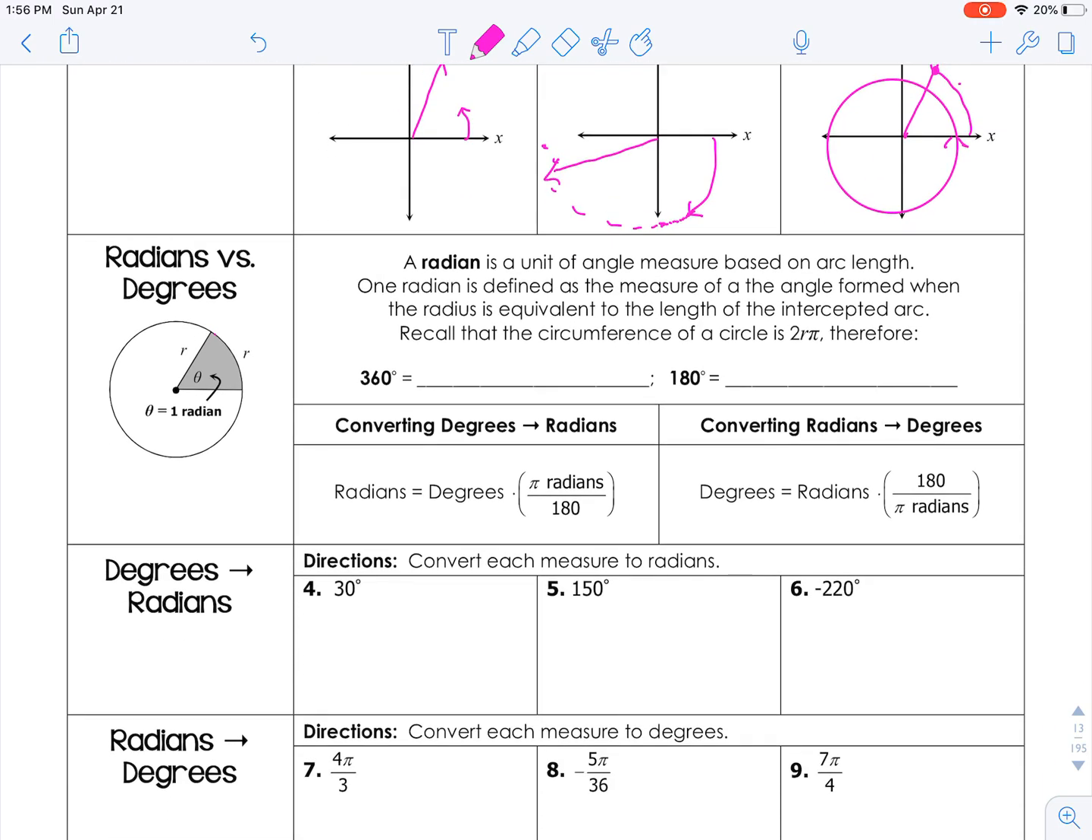Okay, here we go. This really gets into what Sal was talking about in the Khan video. So we have a radian, a unit of angle measure based on arc length. 1 radian is defined as the measure of the angle formed when the radius is equivalent to the length of the intercepted arc. Recall that the circumference of a circle is 2 pi r. Some of you might have picked that up in the video that he was talking about. So 1 radian basically is when this length here is equivalent to the length of the radius.